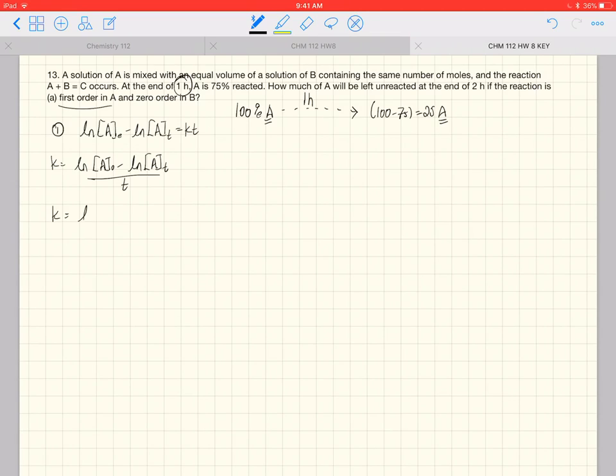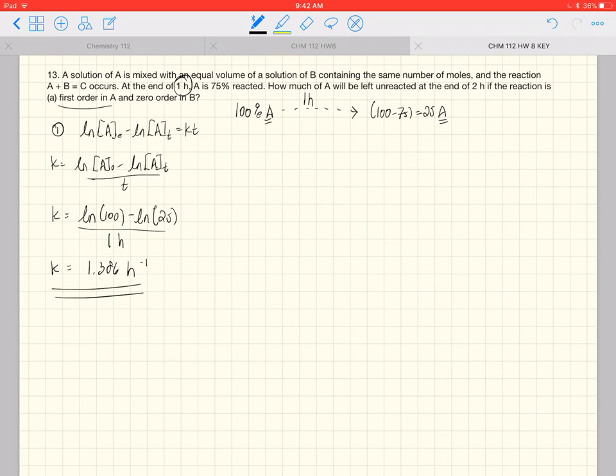So initially it starts out at 100, and it ends up to be 25. And that occurred in 1 hour. So let's punch this all into our calculator and see what we get. I get 1.386 reciprocal hours. All right, that's the rate constant for this chemical reaction.